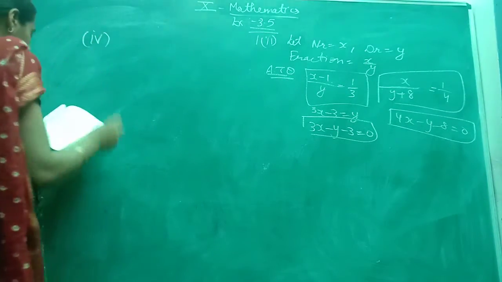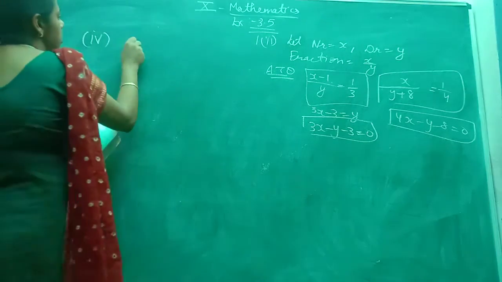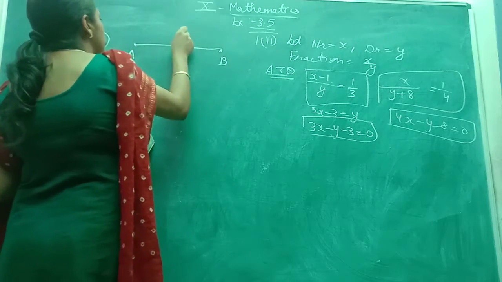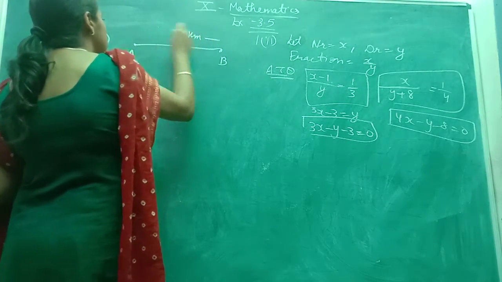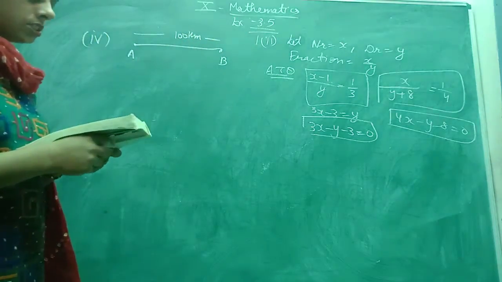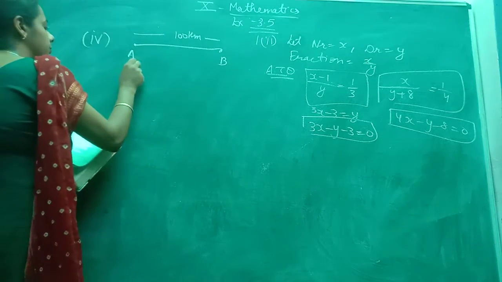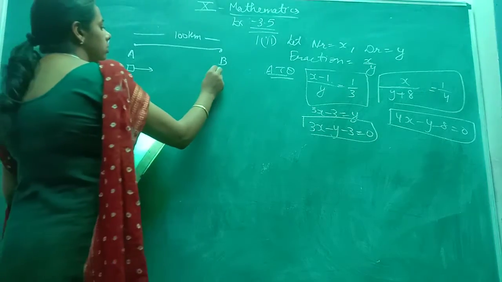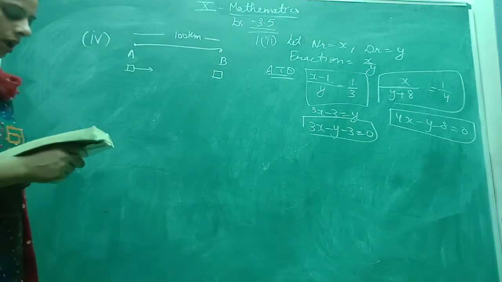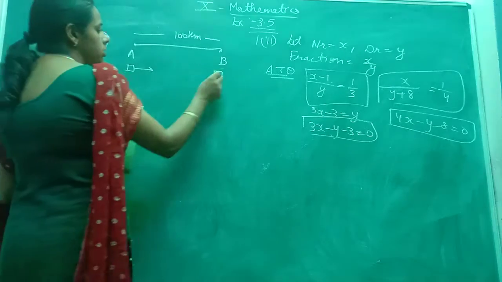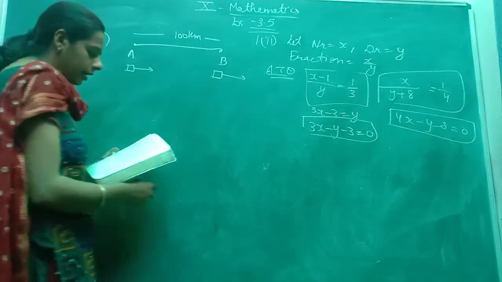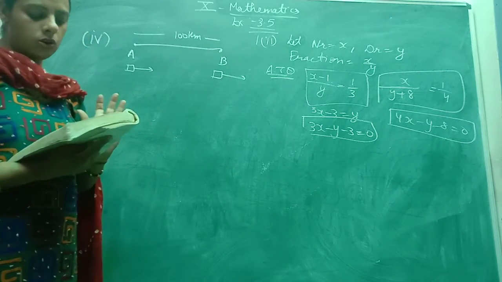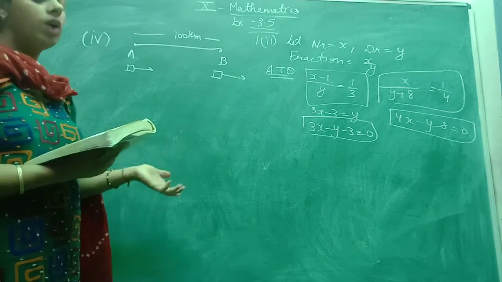Fourth part, where A and B are places, that is, this is place A and this is place B. They are 100 kilometers apart from each other. One car starts from A and another starts from B. If the cars travel in the same direction, it means they are going in the same direction, either east or west. You have to take only one direction, and they meet after 5 hours.